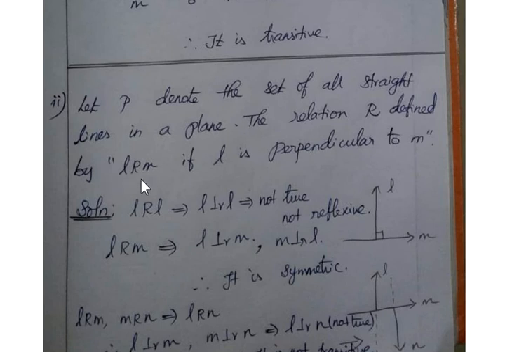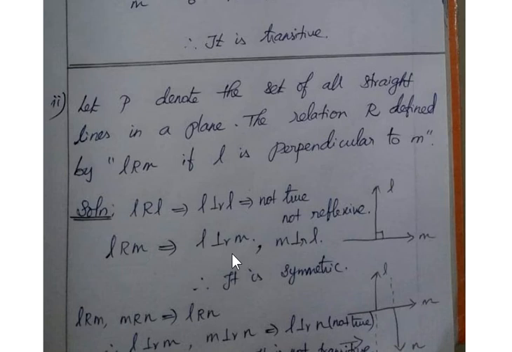The relation R is defined by L is related to M. Here the relation is L is perpendicular to M. That means both the lines are perpendicular to each other. First you take the single element for reflexive. The line itself is not perpendicular to itself. The line is not perpendicular to itself.